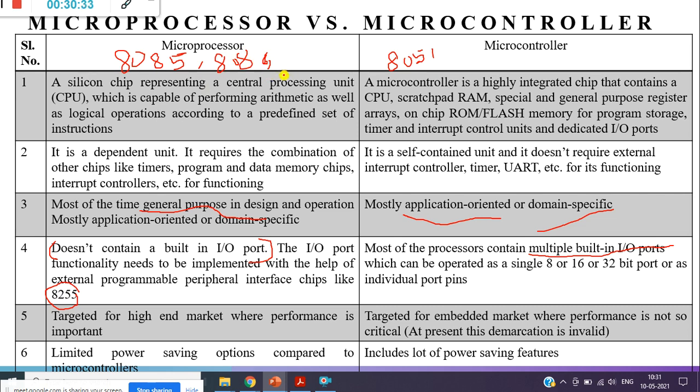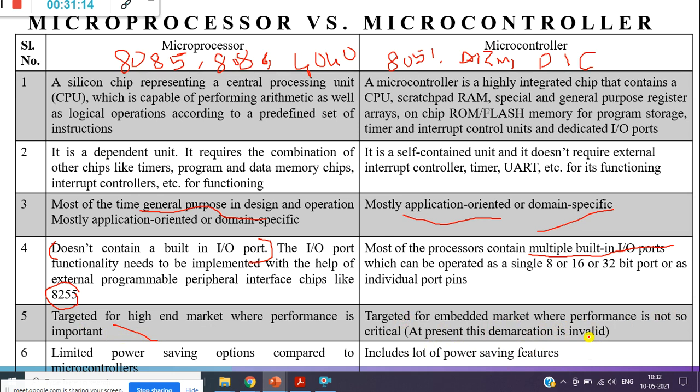Both of them are from Intel once again, and Intel 4040. Intel 4040 is one more IC, and here you can take ARM controller, Cortex M3 controller, and even PIC. This is one more microcontroller. These are the different examples for microprocessor and microcontroller ICs. Microprocessors are targeted for the high-end market where performance is important. Microcontrollers are targeted for the embedded market where performance is not critical.